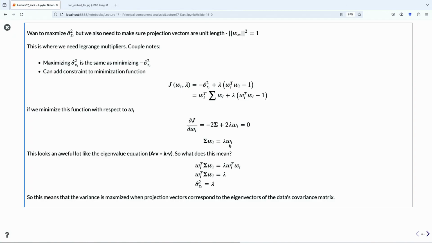Okay, so what does this mean? This is hearkening back to our eigenvectors, right? A matrix times a vector is equal to some scalar times a vector. So reorganizing things a little bit, multiplying the left side of both sides by the transpose of the projection vector gives us that the covariance of the projected points is equal to lambda, the eigenvalue.